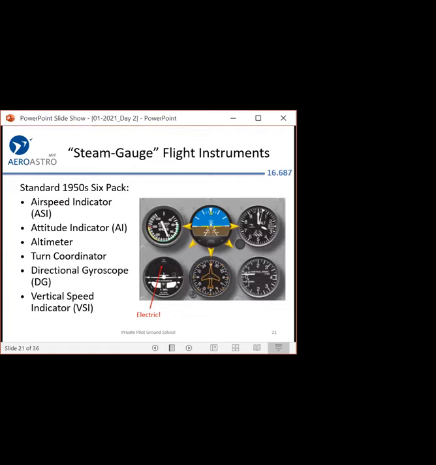Earlier, before class started, we had some questions about steam gauge versus a glass cockpit. Glass doesn't literally mean glass, but it refers to an all-digital display. So here's a picture of those quote-unquote steam gauge flight instruments. The reference is just that it looks like a steam-powered train, but they're not, in fact, steam powered.